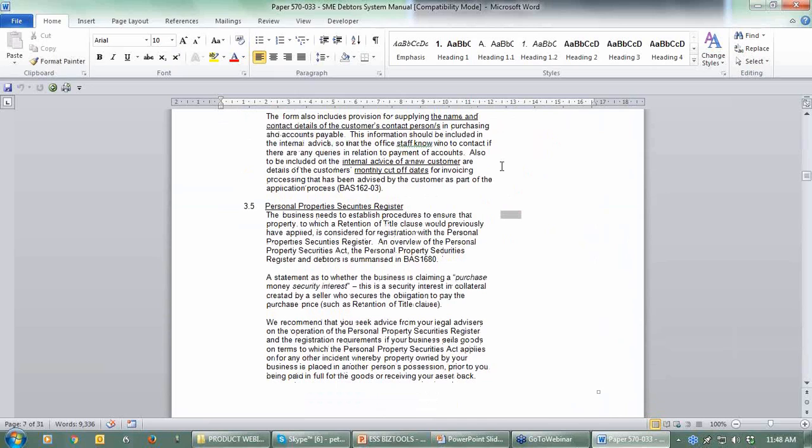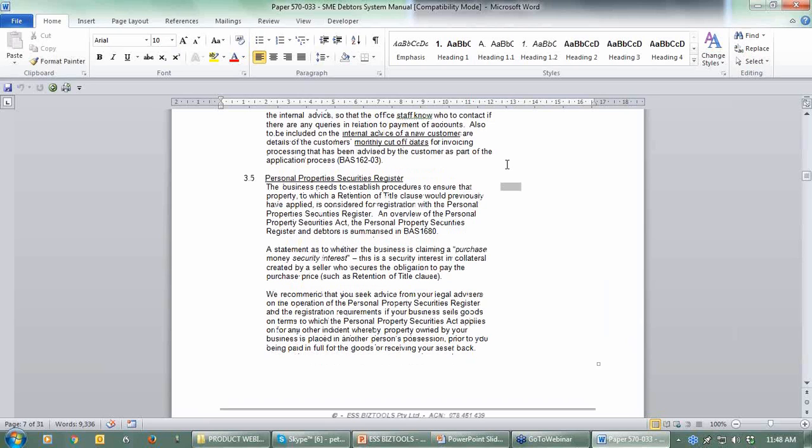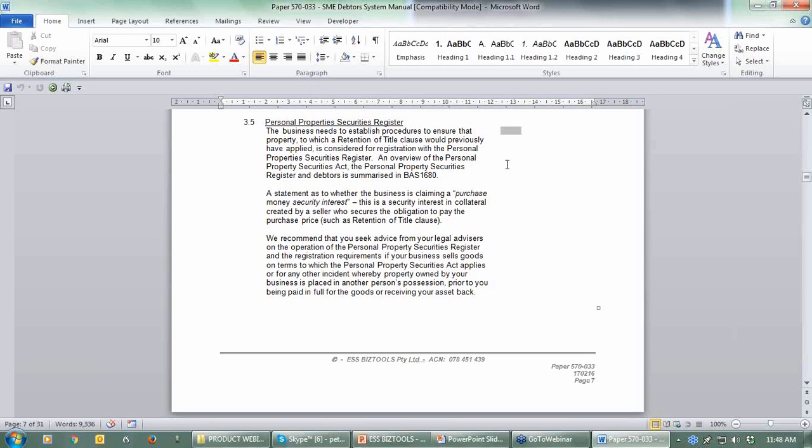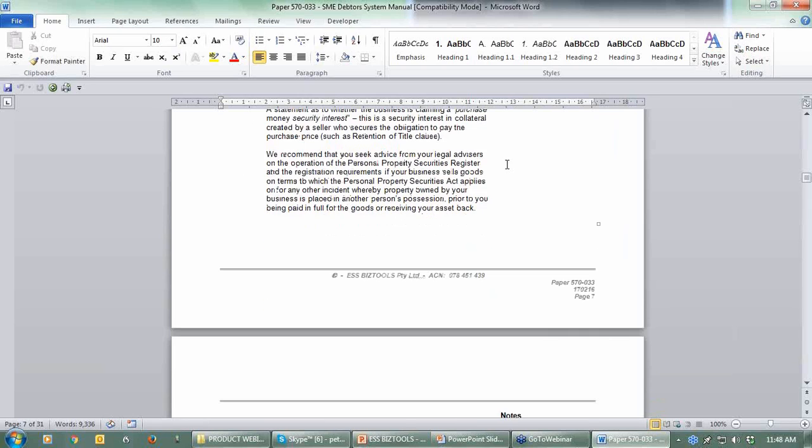There's a short introduction on the Personal Property Securities Register, because I believe many people who are administering debtors in small businesses have got no idea what the requirements to register on that register are.